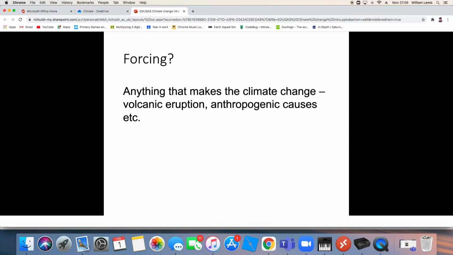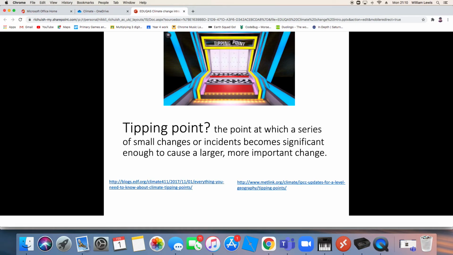So, a couple of other key ideas that you just need to know. You need to know what the word forcing means. And forcing is a nice, easy one. Anything that makes, or if you like, anything that forces the climate to change, you could refer to as climate forcing. That could be greenhouse gases, it could be a volcano, whatever. But climate forcing, just in case it comes into an essay question, is anything that makes the climate change.